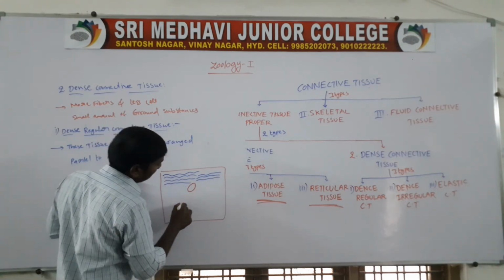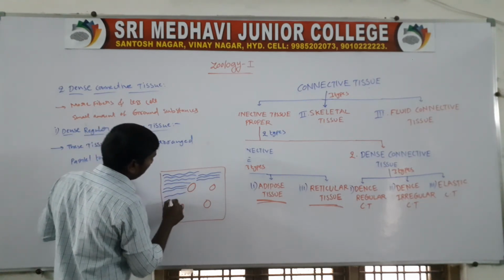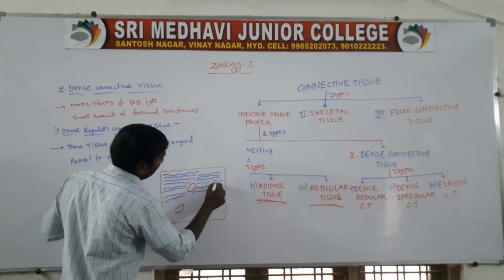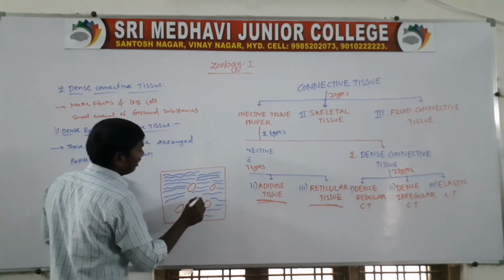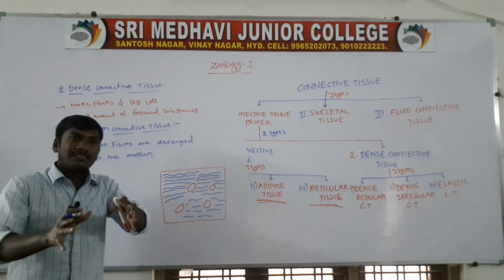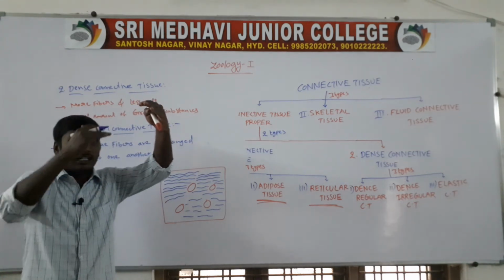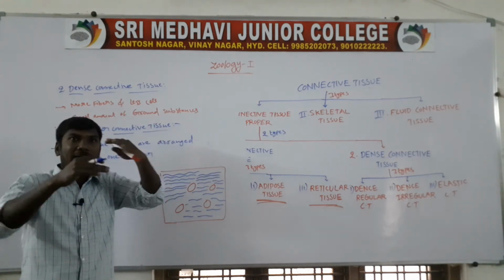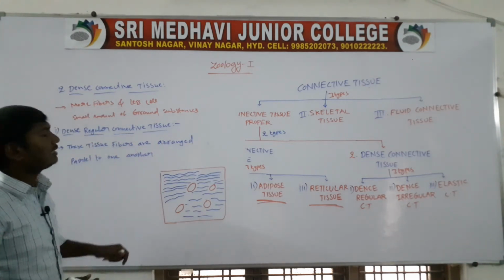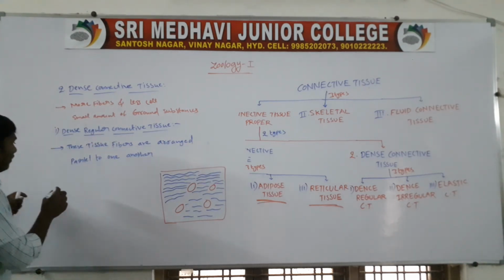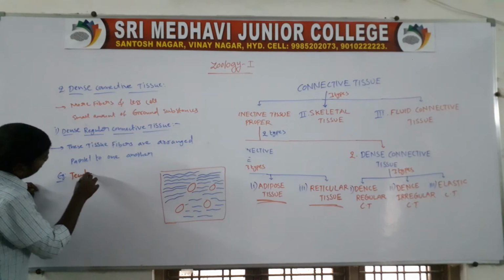There are also cells. So the fibers are arranged parallel to one another, and this type of connective tissue is called regular connective tissue. Regular connective tissue means the fibers are arranged in parallel: one fiber, next another fiber, next another fiber. This type is called dense connective tissue. Examples: tendon and ligament.